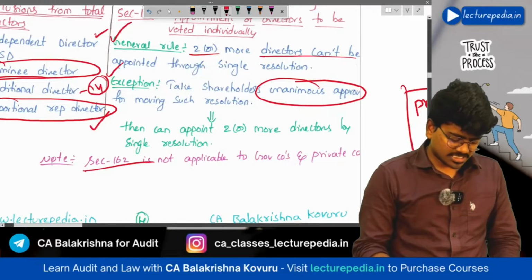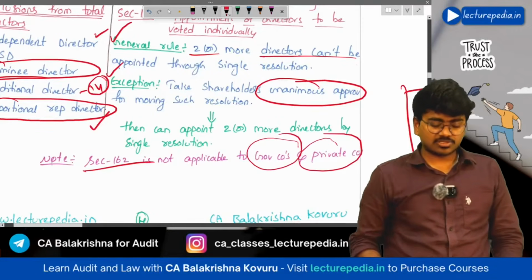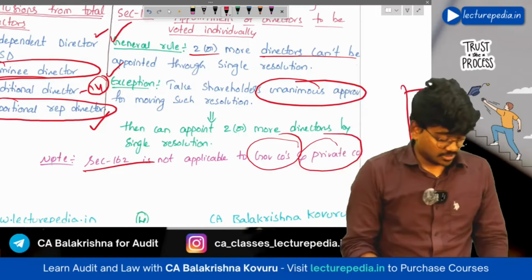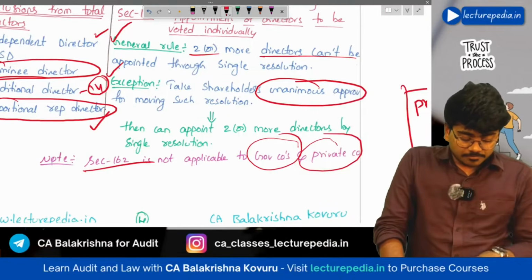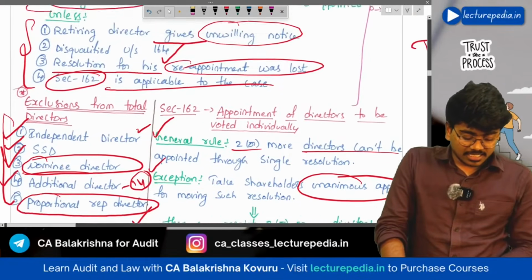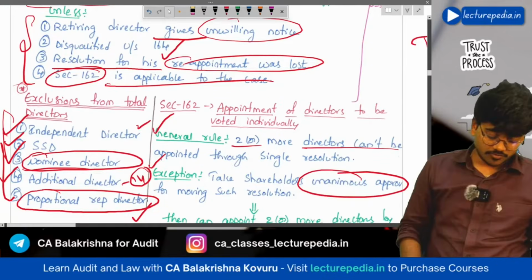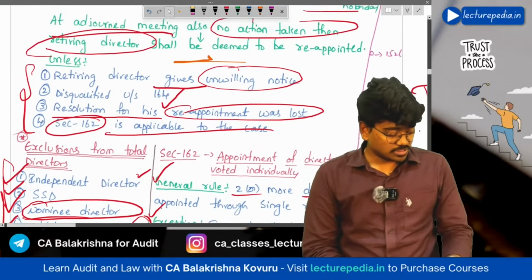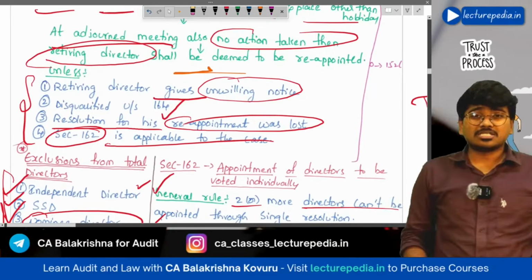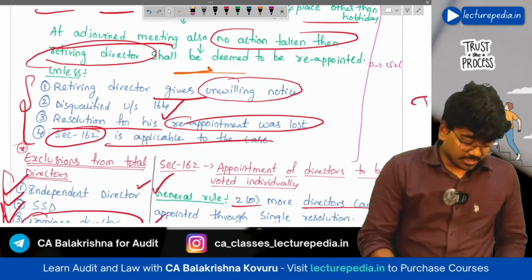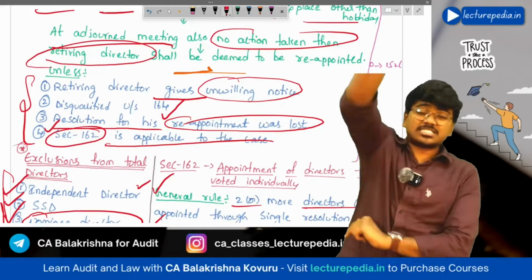However, section number 162 is not applicable to government companies and private companies. It is applicable only to public companies. Now I will link section number 162 and section number 152 subsection 7. Section 152(7) says that the concept of deemed reappointment will not be applicable if section number 162 is applicable to the case.